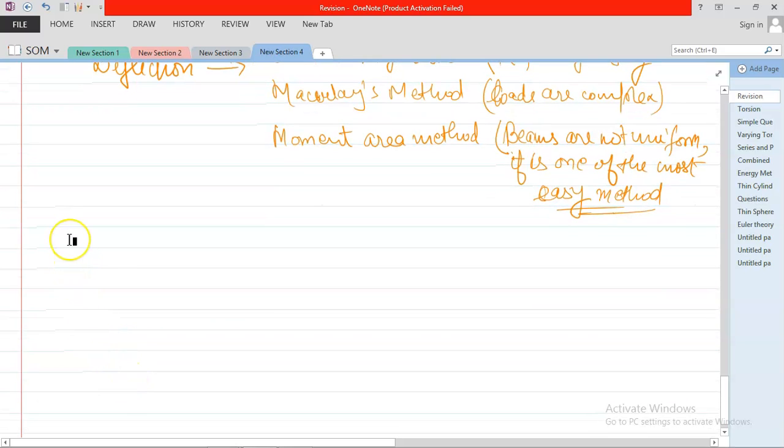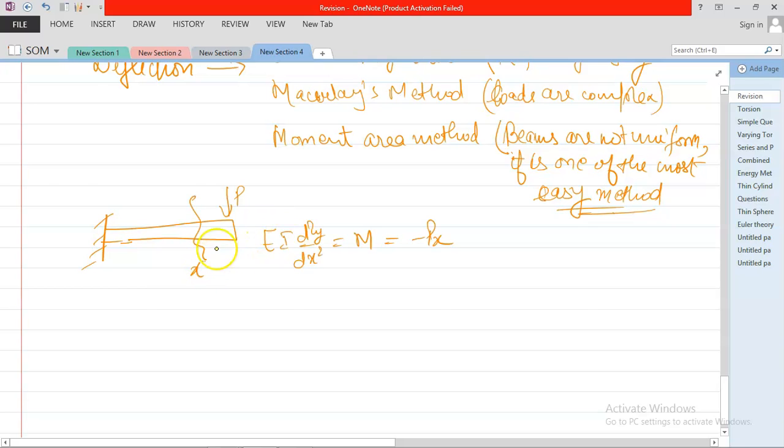Suppose I have a cantilever beam like this with a point load P. Now from the double integration method, you know the equation: at section S the moment is P into x, in the negative direction. If you double integrate it, then EIy is equal to minus P x cube by 6 plus C1x plus C2. This is your equation, and your first integration will be EI dy by dx.